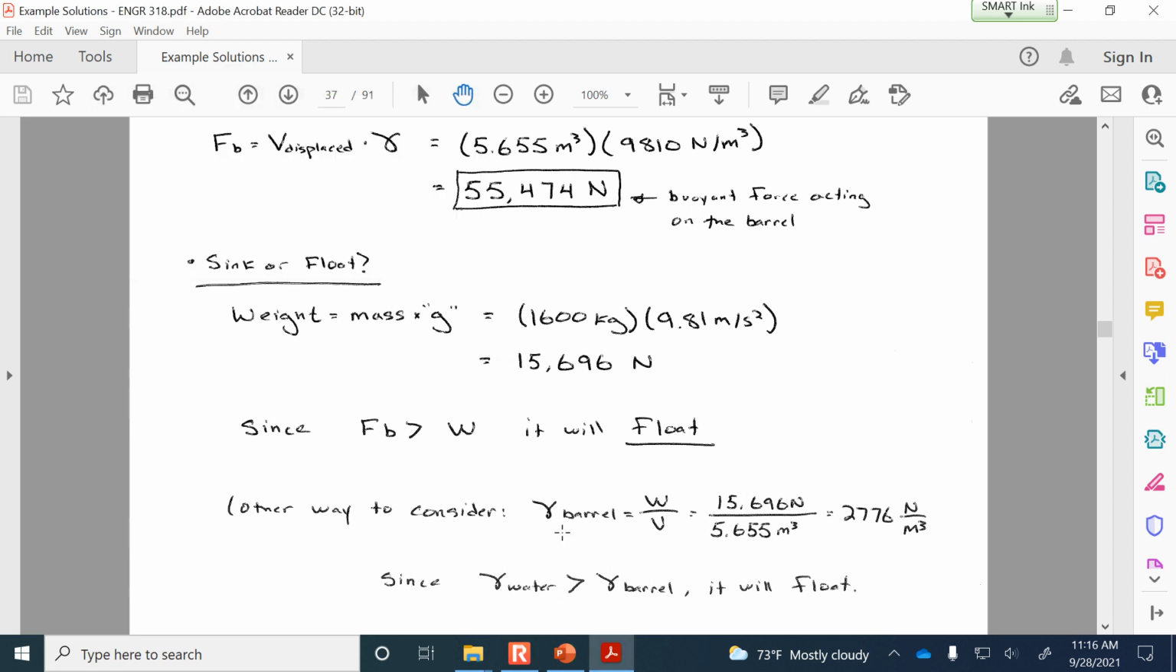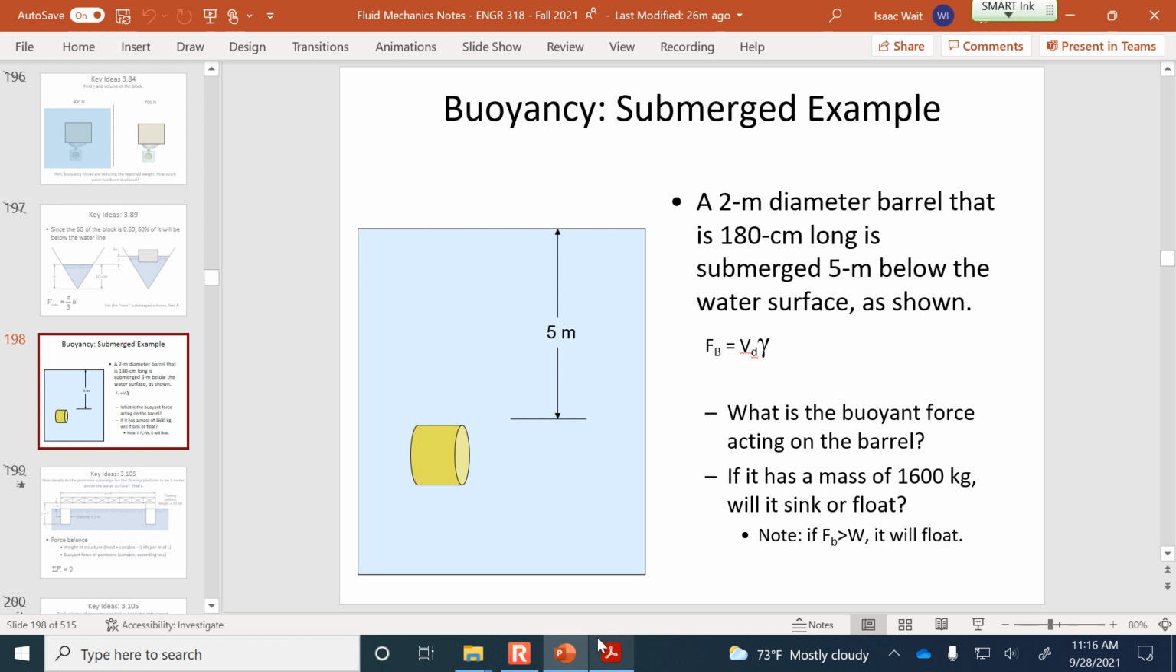And the unit weight of the barrel would be its weight divided by its volume. And so since the unit weight of the water is greater than the unit weight of the barrel, then it'll float. Because it's less dense, it has a lower unit weight, so that object will float in that liquid. All right, so that's buoyancy.